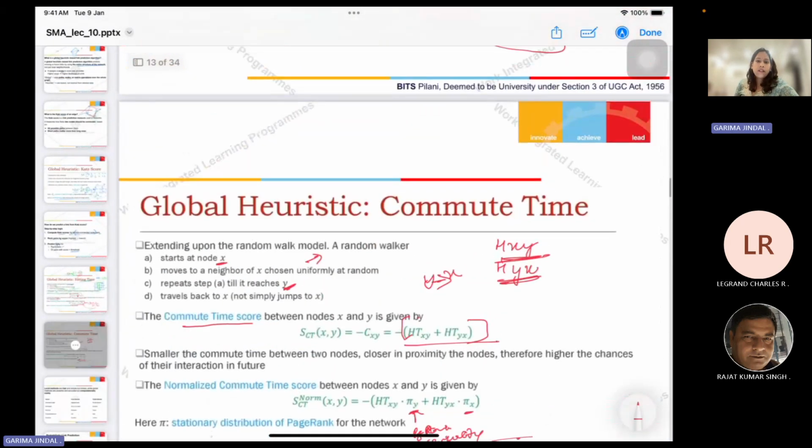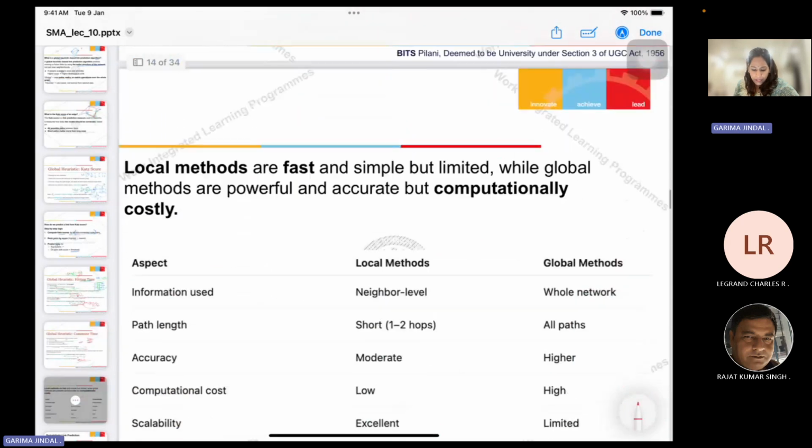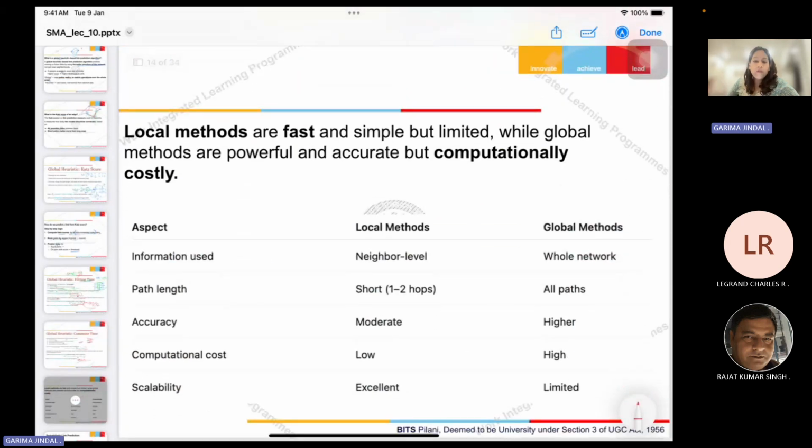So these are all the global heuristic methods that we are going to cover. Okay, so with this method, we are done with our global methods. So now let's try to understand what is the difference between local method and the global heuristic method. So local methods are fast, they are simple. Why? Because you're only considering the neighborhood. Okay, so in this particular case, you're only considering the neighborhood of the particular nodes, but it is limited. While the global methods are more powerful, more accurate, but they are computationally costly.